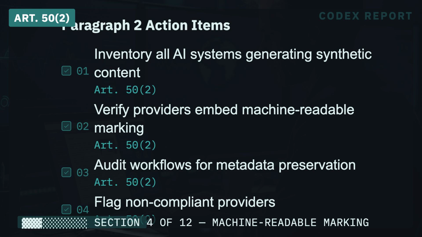The general-purpose AI inclusion is noteworthy. The text says including general-purpose AI systems. This is the regulation reaching large language models and multimodal foundation models. If your organization deploys a general-purpose AI model that generates text or images, the provider of that model must mark the outputs, and you should be checking that they do.